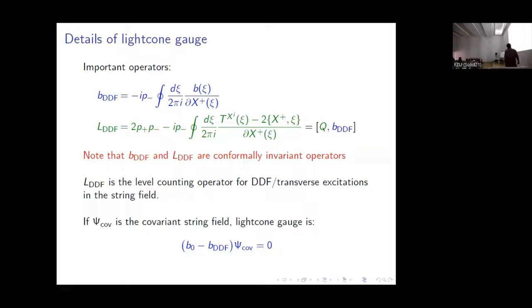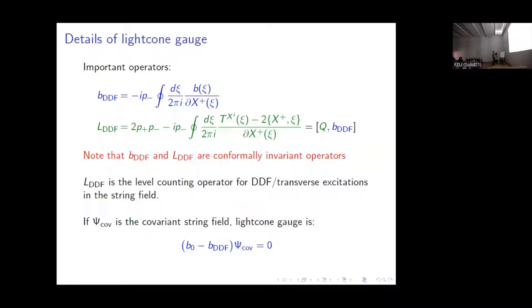Okay, so let me get into a little bit more detail about the light cone gauge condition. We introduce two important operators: what I'm calling the DDF B ghost and the DDF dilatation generator. They're given by these formulas. The DDF B ghost, you recognize from the light cone gauge condition, which was written earlier. And the DDF dilatation generator is just the BRST variation of the DDF B ghost. So these are two important operators for defining the light cone gauge condition.